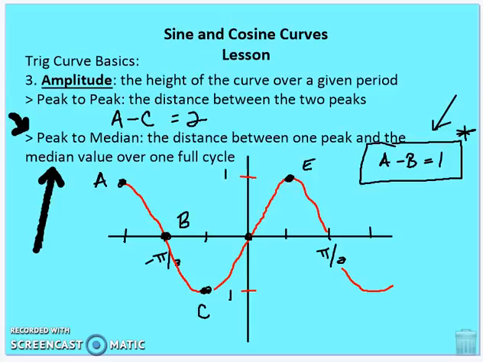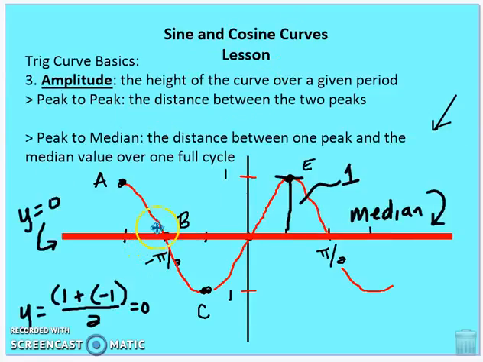So let's talk real quickly about peak to median. Median is the halfway point or the midline of the cyclic function. And we can figure that out by taking the peak and the trough values for y, adding them together and dividing by 2, because it's really the average value of the vertical distance, peak and trough. So y is equal to (1 + (-1)) divided by 2. y is equal to 0. It ends up being the median. So the distance from the peak to the median is going to be your amplitude.